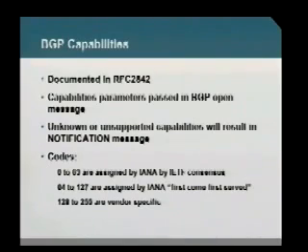BGP really started off for handling unicast IPv4, and that was pretty much it. Then the multicast folks came along and said, oh, we want to use BGP to handle multicast prefixes. Then the IPv6 folks came along and said, oh yeah, we can use BGP for handling IPv6 prefixes. And then the MPLS folks came along, and so on and so on. So all these extra things have been added to BGP.